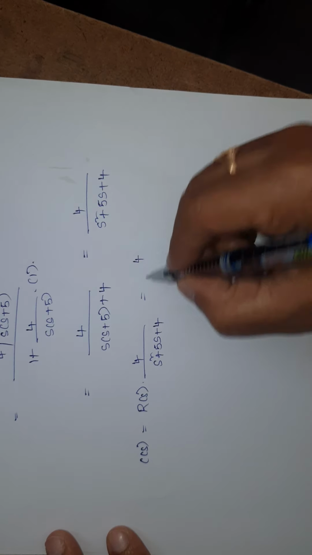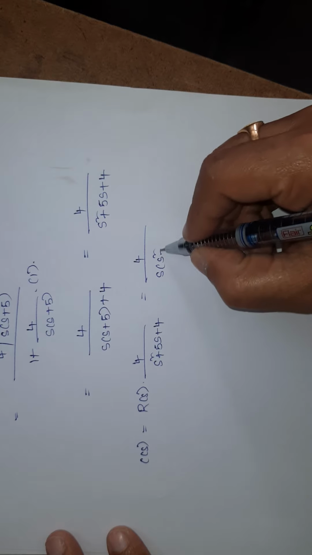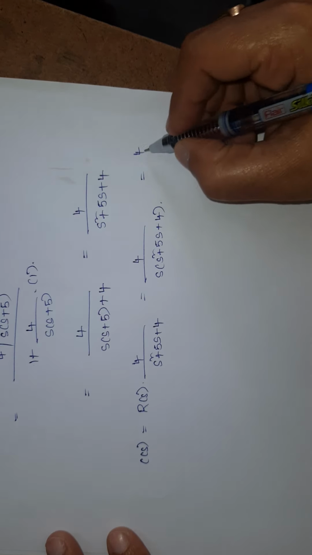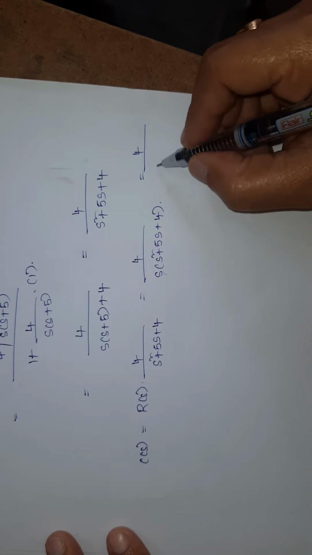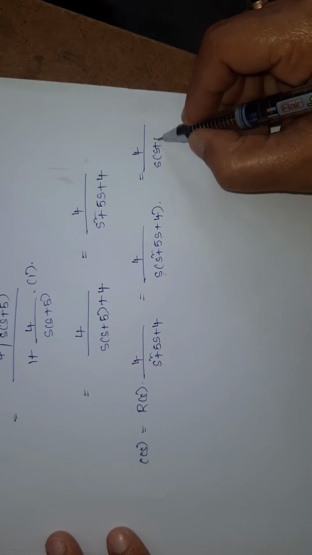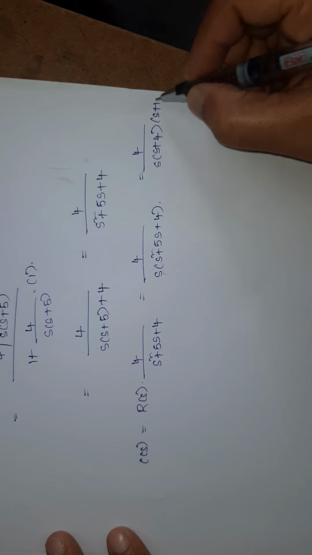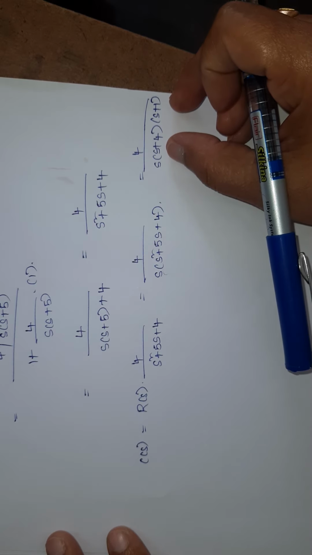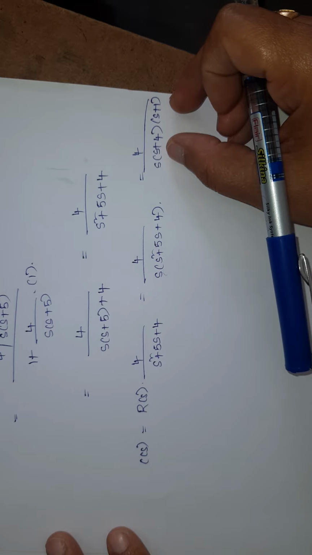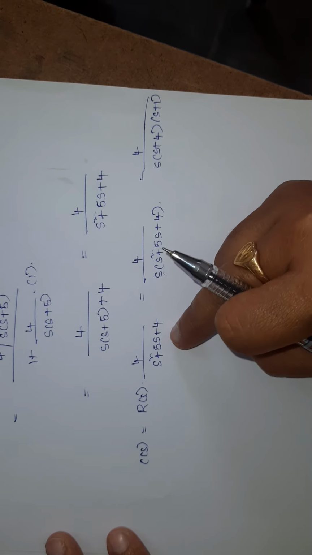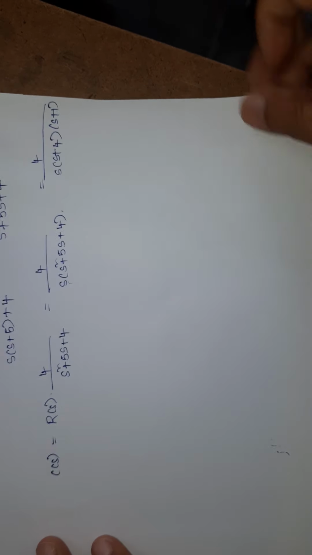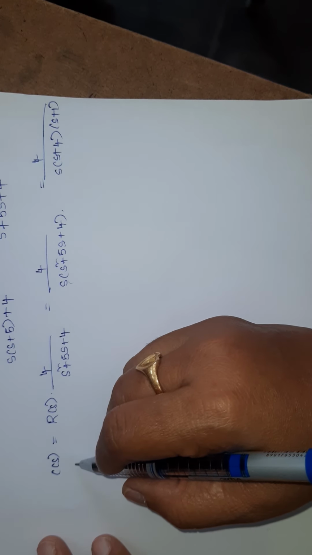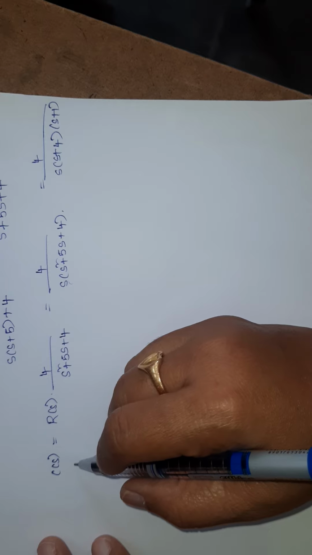So it is 4 by s into s square plus 5s plus 4. And this can be easily represented like s plus 4 into s plus 1. If I multiply and expand s plus 4 into s plus 1, I will get s square plus 5s plus 4. Okay. Now find out the C of t. So how to get?